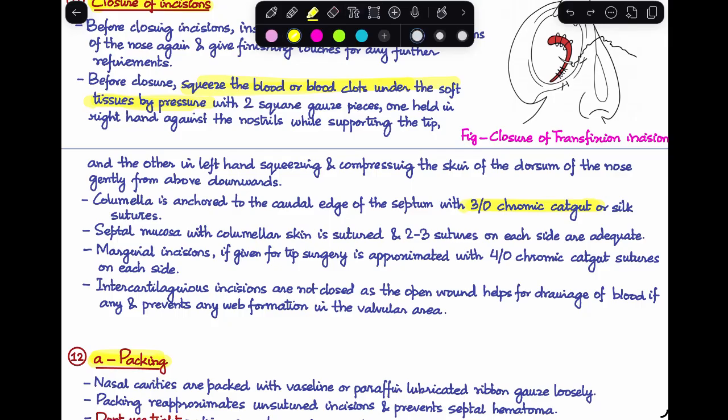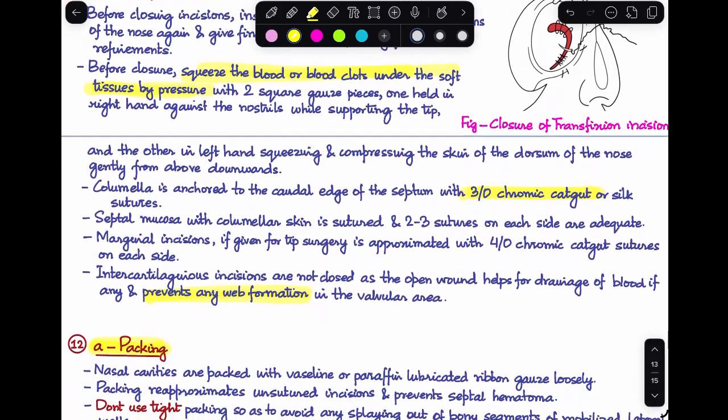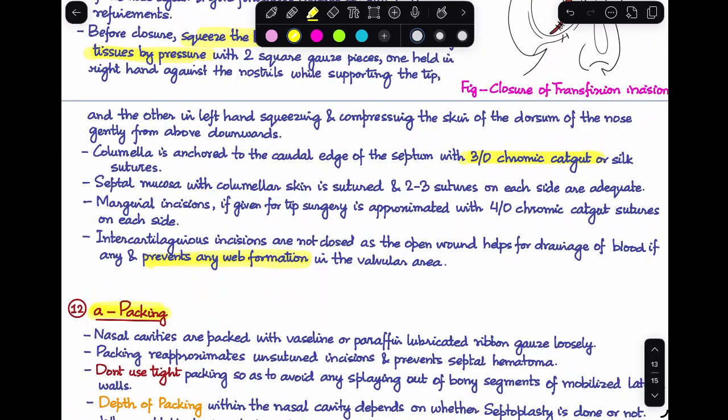And lastly, the intercartilaginous incisions that you had given, we are not going to be closing those, as that open wound will help you with the drainage of any blood that remains, and it will also prevent any web formation in the valvular area. So that's how you will close all the incisions. Now, the only incision that you do not close is the intercartilaginous incision.